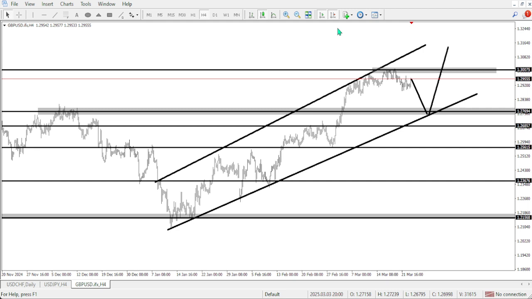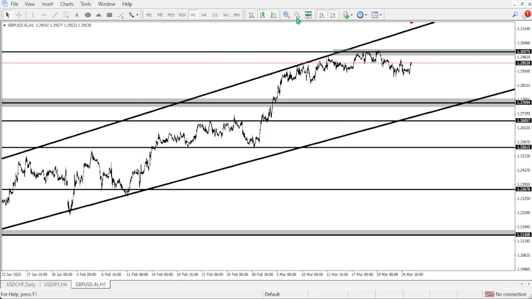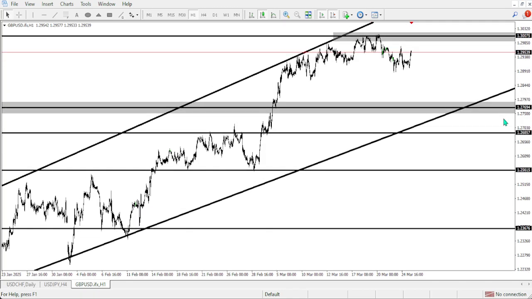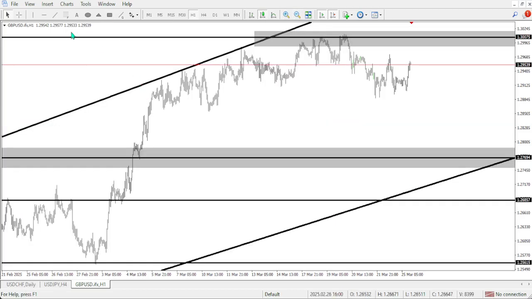Now looking at this, since we're expecting the market to move down, if I move to a 1 hour time frame, what will you see? You're going to see that currently this market, if I zoom in, has changed direction in the 1 hour time. As you can see, you had your higher high, your higher low, and then your higher high. And then the market broke this zone.